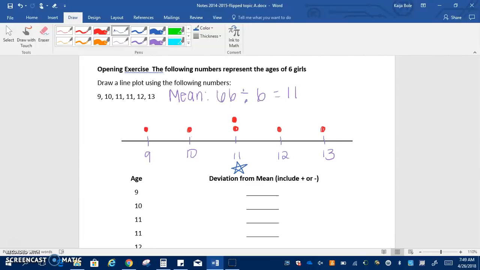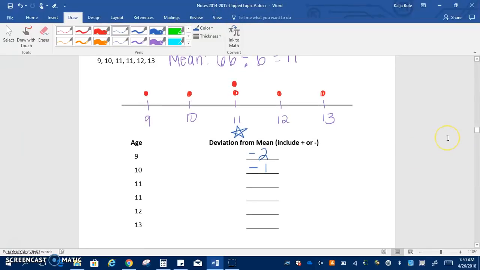So now, deviation from the mean, remember, is how far away it is. So if we look at 9, that is 2 spots to the left of 11, so that's going to have a negative 2 deviation. A 10 would have a negative 1 deviation. And now our 11s would just be 0 because they're on it. They are on that mean. 12 would be a positive 1 deviation because it's 1 to the right, and 13 is 2 to the right.